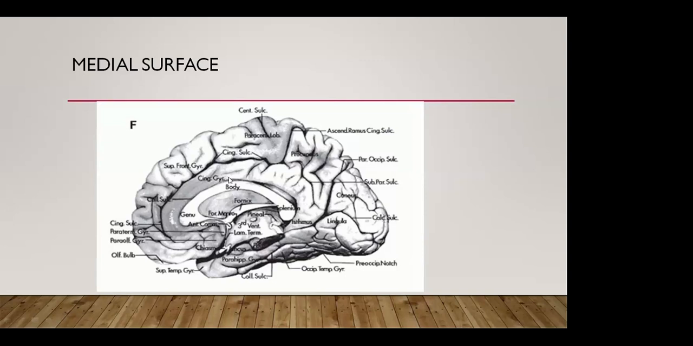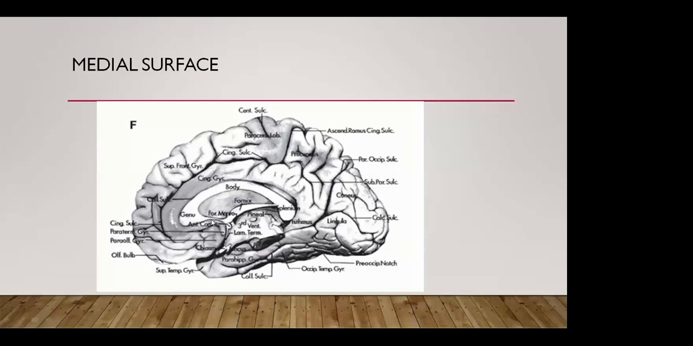Now, coming from top to bottom, we have the superior frontal gyrus, which is the topmost structure on the medial aspect. Then we have the cingulate gyrus. Both of them are separated by a cingulate sulcus. Then the cingulate gyrus is separated from the corpus callosum by a callosal sulcus. And inferior to it, we have the corpus callosum.